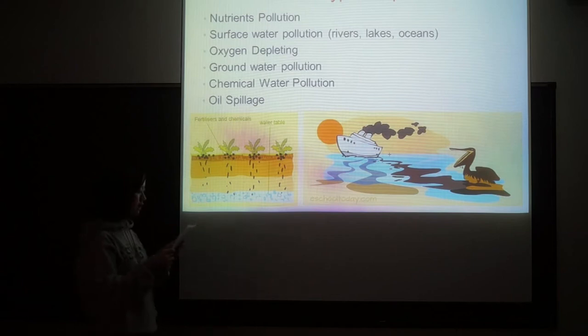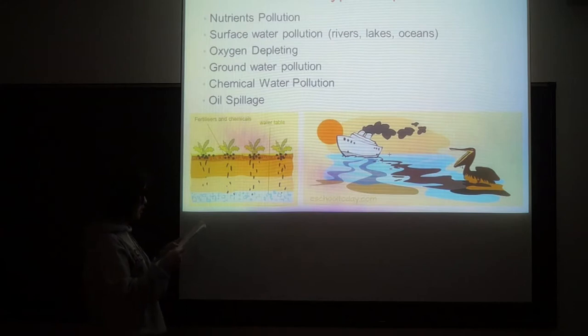And the third one is oxygen depleting. Water bodies have microorganisms. This includes aerobic and anaerobic organisms. When too many easily decayed things end up in water, it encourages more microorganism growth and the use of more oxygen in the water. If the oxygen is depleted, aerobic organisms die, and anaerobic organisms grow more to produce harmful toxins.